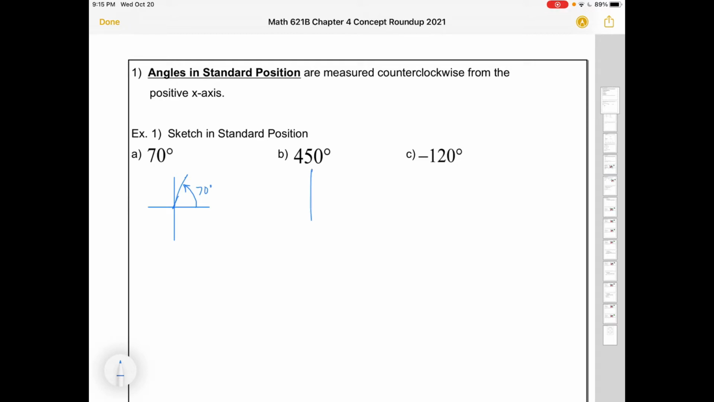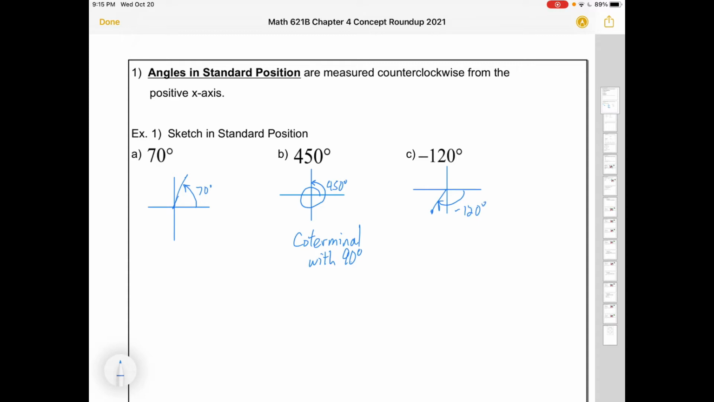450 degrees. Now we can break out of 360 degrees. We can go 360 and another 90 would get us to 450 degrees. That's an angle that ends up at the same place as 90 degrees. It's coterminal, we could say, with 90 degrees. If we have a negative angle, then it's going to go clockwise. So negative 120 degrees is going to look something like this.